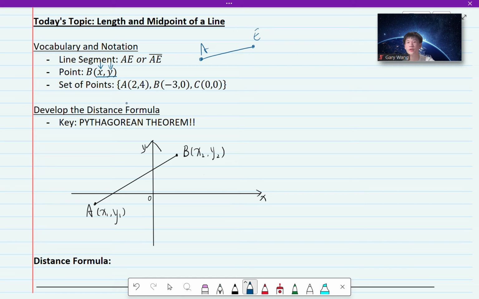And also we need to know how we can represent or denote a set of points. So a set of points is just a list of multiple points inside a curly bracket.